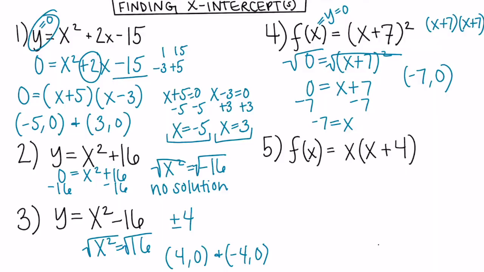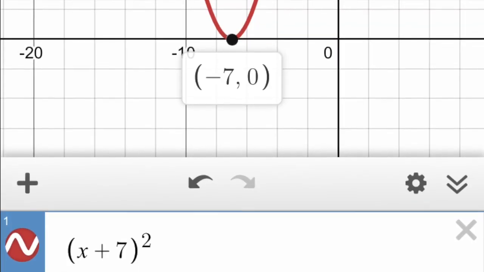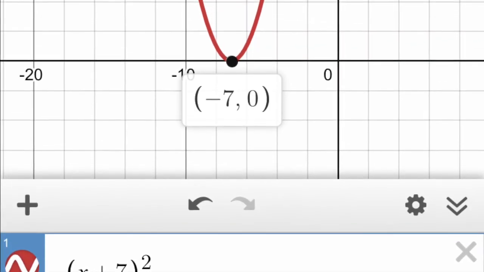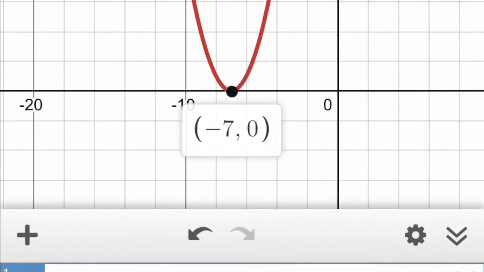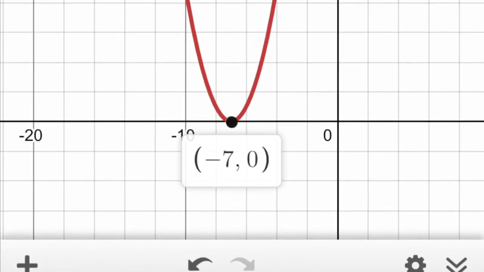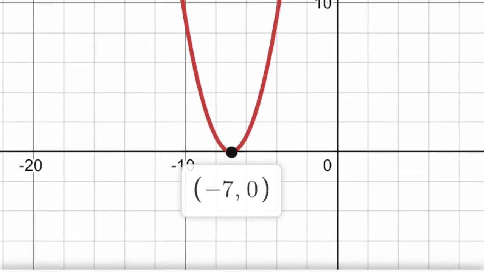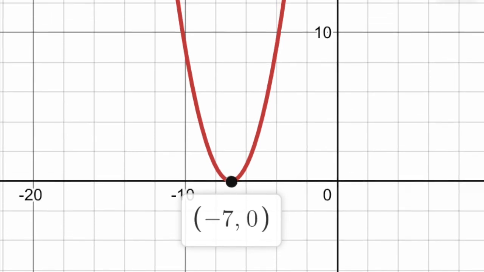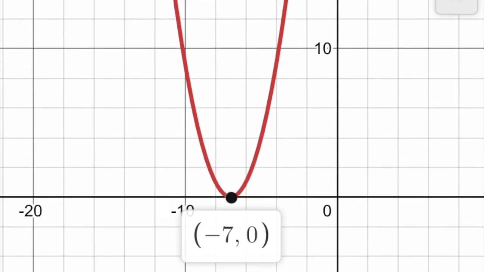Let's see what that looks like. In this example, our vertex and our x-intercept is actually the same thing. Notice our lowest point is on the x-axis, so it's only going to cross at that one point because it just goes up from there. It's never going to come back down and cross again.